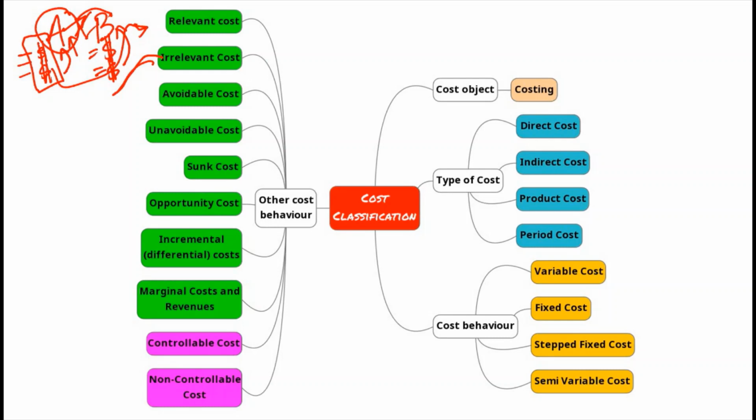Alright, avoidable costs are the costs that you can save or eliminate by choosing an alternative. Let's say I have department A.